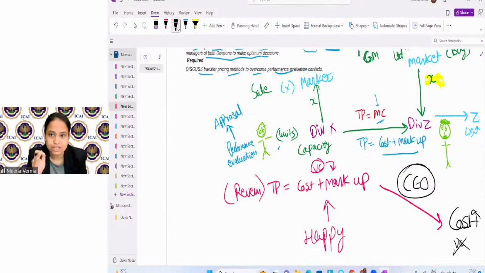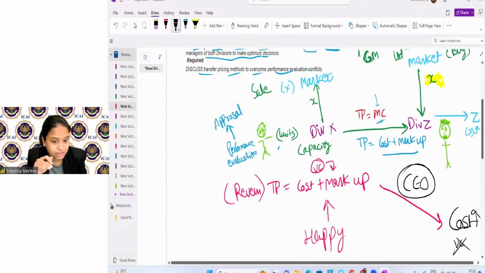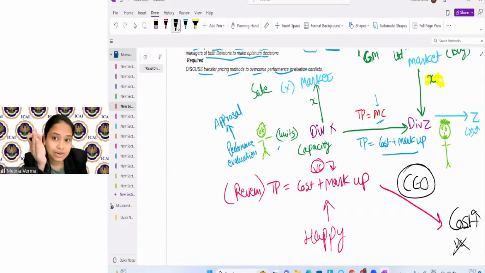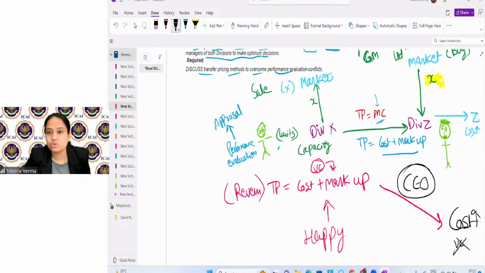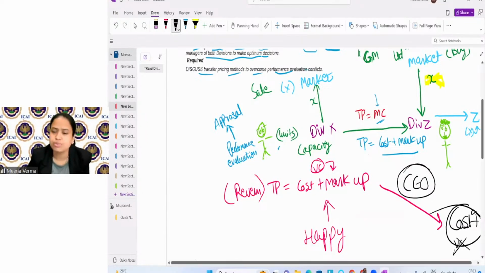Whatever the transfer price you will decide for the division, when we are transferring the goods from one division to another division, it never affect the overall profitability of the entire organization. So what is the use of transfer pricing? It is only for the divisional performance, manager's performance. So चलो ठीक है, इसको भी खुश कर देते हैं, इसको भी खुश कर देते हैं.